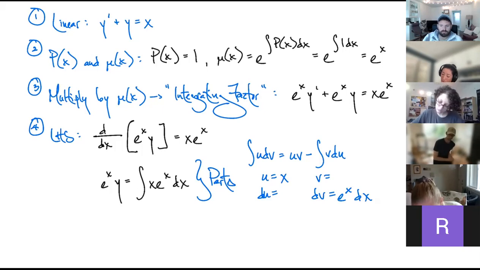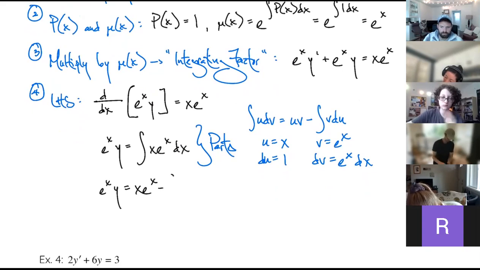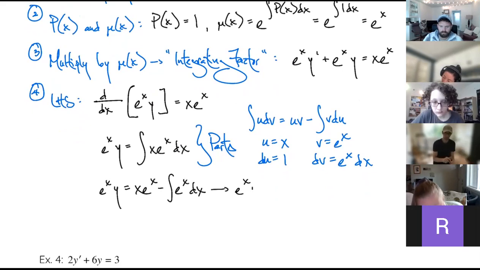I take the derivative of x, I get 1. I take the integral of my dv, and I get e to the x. We'll plug all those into our integration by parts formula, and we end up with x e to the x minus the integral of e to the x dx. So that gives us e to the x y equals x e to the x minus e to the x. And now I'm ready for that plus C.